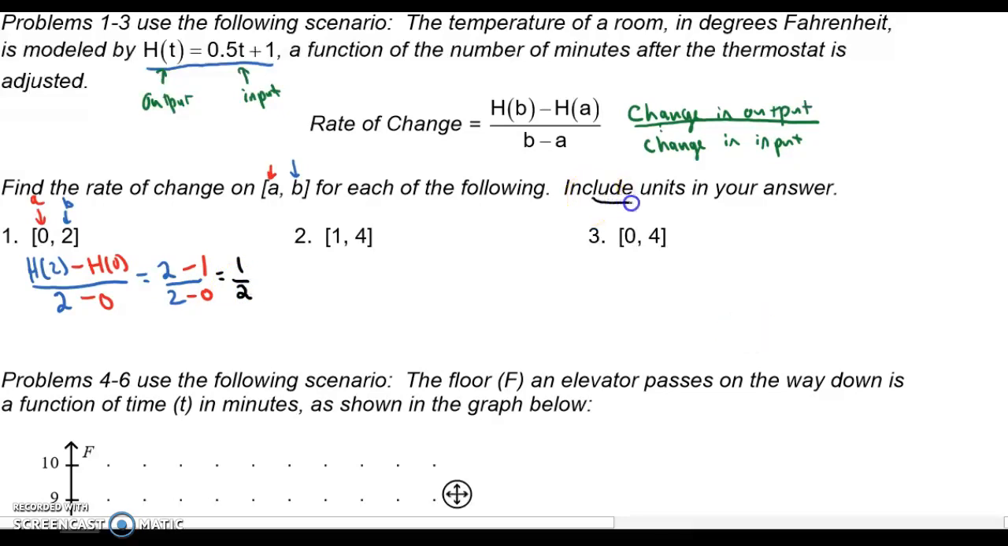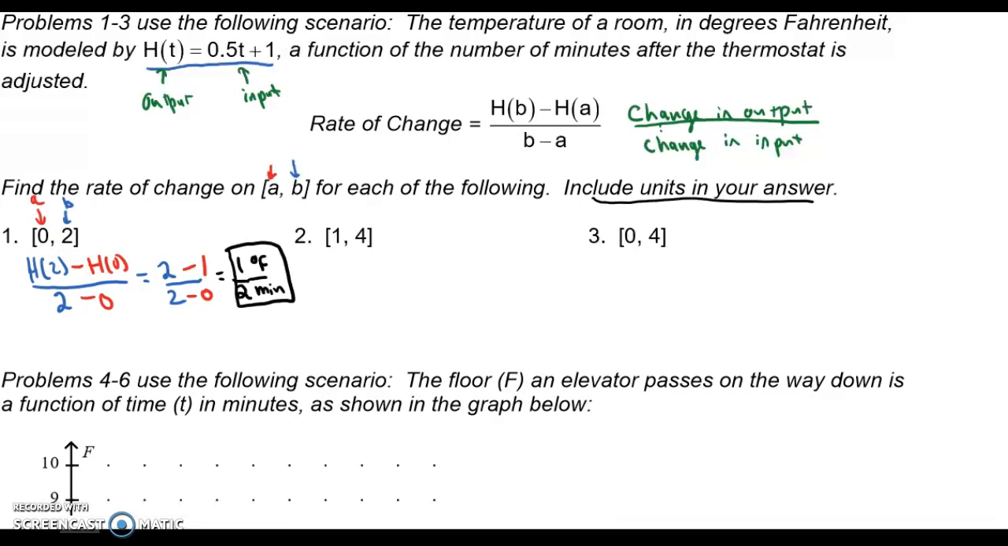And it says include units in your answer, and so based on the information you had here, the temperature of the room, degrees Fahrenheit, is our output, and our input is the number of minutes. So it's 1 degree Fahrenheit for every 2 minutes.